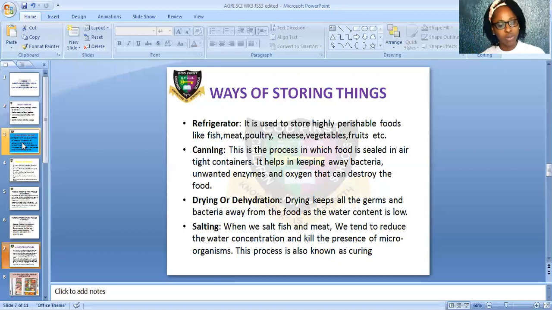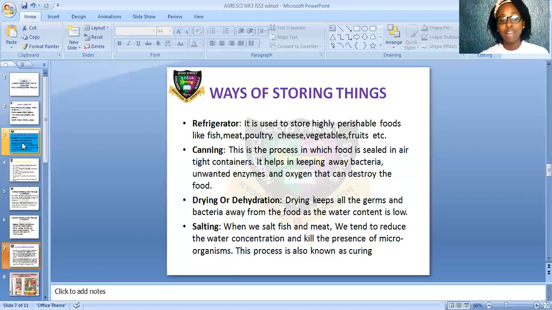So we have another one, salting. When we salt fish and meat, we tend to reduce the water concentration and kill the presence of microorganisms. And this process is known as curing.